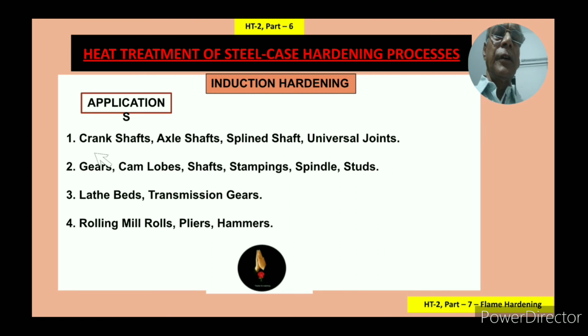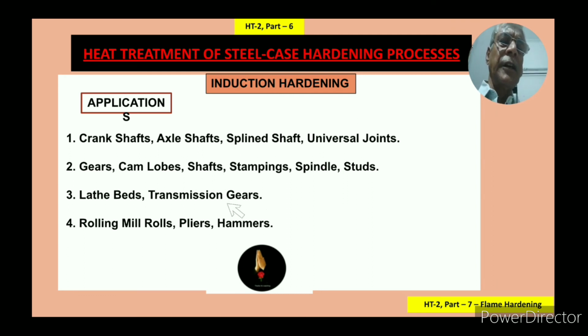Applications. You can go for all these automotive parts like crankshaft, axle shaft, spline shaft, universal joints, then gears, cam lobes. Cam lobes are also induction hardened. Shafts, stampings, spindles, studs, lathe beds. Lathe machine beds are also induction hardened, but it requires a very high surface hardness for proper wear resistance. Then transmission gears are also.